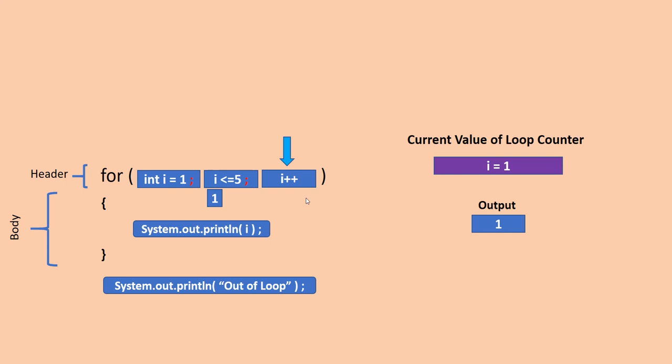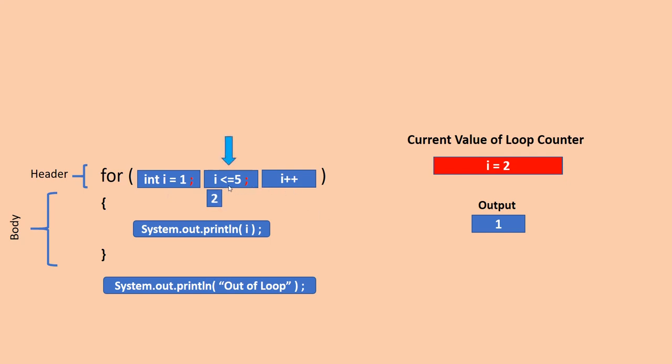If you understand this sequence, you will never be tricked by the for loop. It will be very easy for you to understand the for loop if you understand this sequence. This statement will increment the value of I, the loop counter, by 1. Once this statement is executed, the value of I will be 2. Now see that, as I said, the control will never go back to the first statement. So the next statement after this will be the condition.